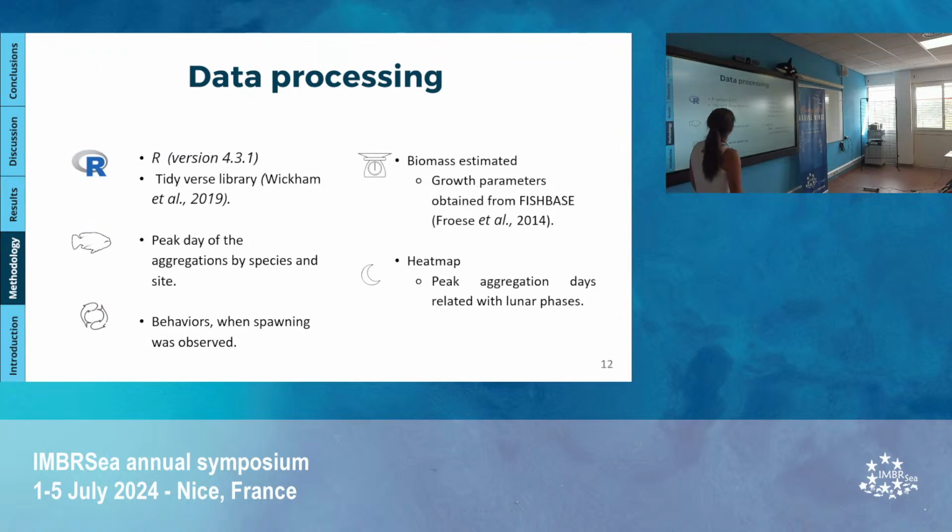For data processing, R was used and also the tidyverse library. First, the peak day of the aggregations by species and site was determined. Then the behaviors only when spawning was observed. Also, the biomass was estimated using the growth parameters obtained from FishBase. And finally, a heat map was made where the peak aggregation dates were in relationship with the lunar phases.